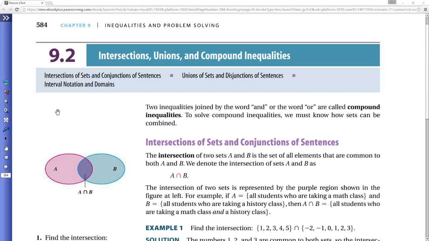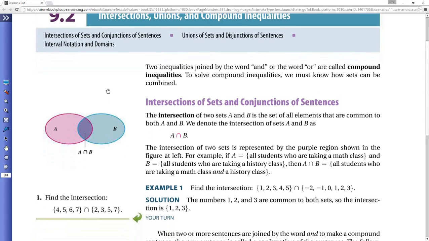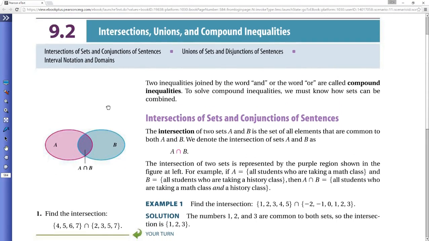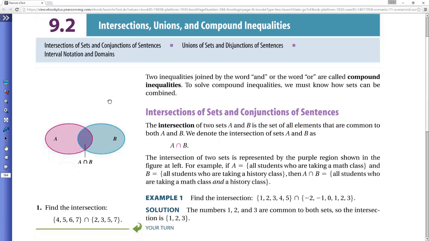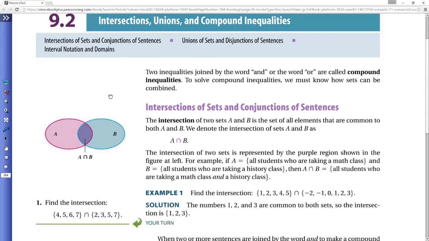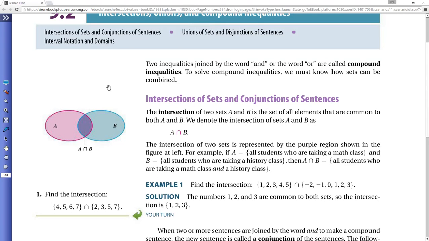Hi, Section 9.2, we're going to talk about intersections, unions, and compound inequalities. In the last section we talked about inequalities being things that are not equal. We follow the same rules, as long as you realize that inequality solution sets can be infinite, or sometimes we're going to go through some other possibilities.